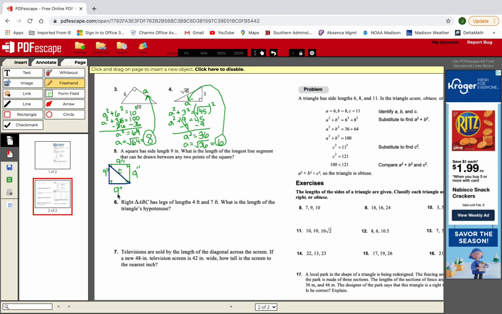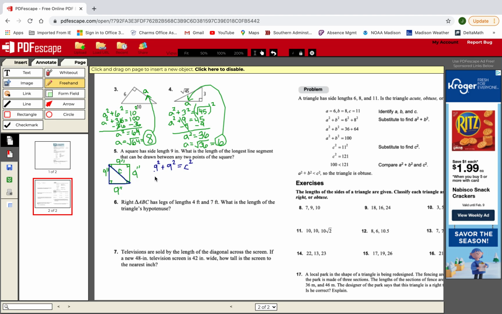I've got a squared, b squared, c squared. So I'm going to be looking at the Pythagorean theorem here. A squared plus b squared here is 9 squared plus 9 squared equals c squared. I'm trying to find the length of this diagonal. We will know how to do this much faster after we do section 8.2. But for right now, let's just go ahead and finish the math here.